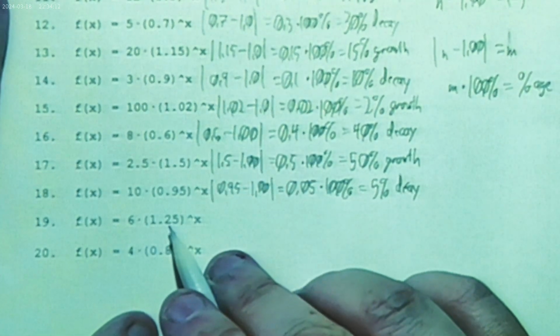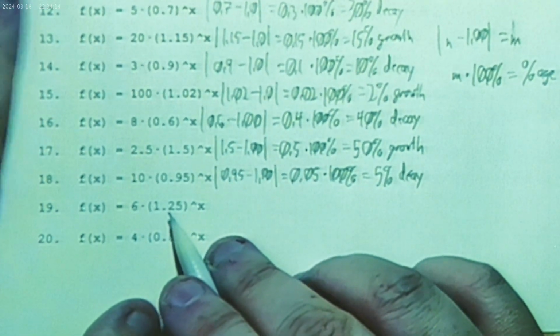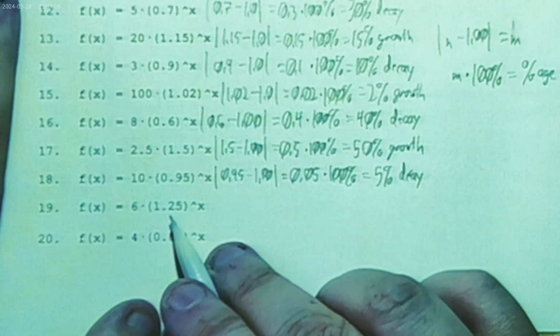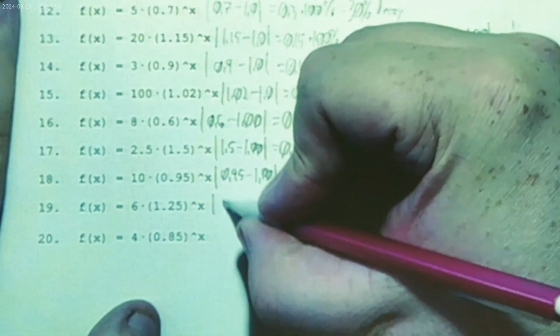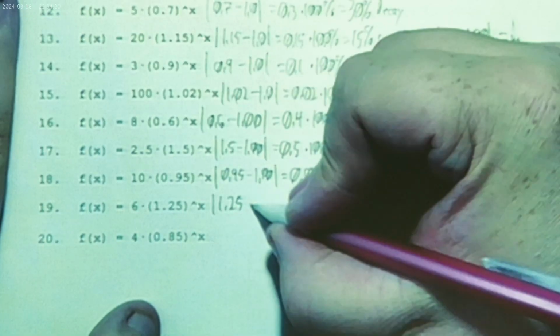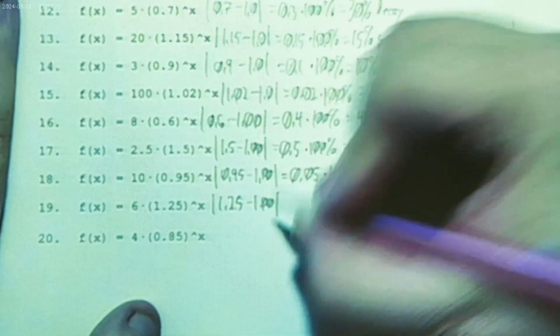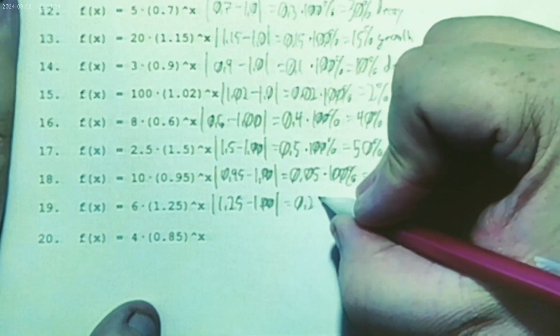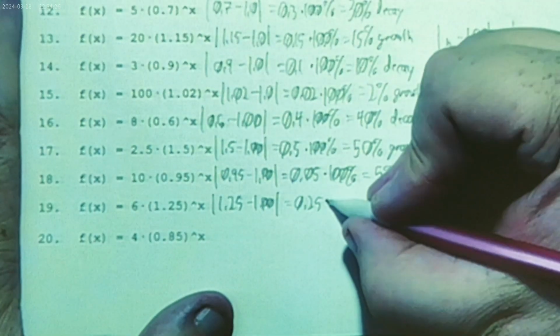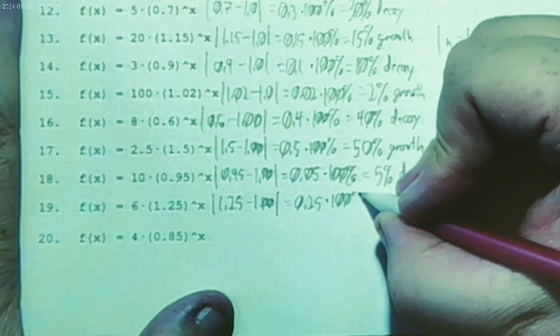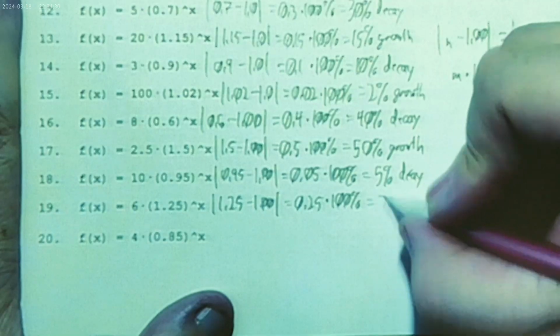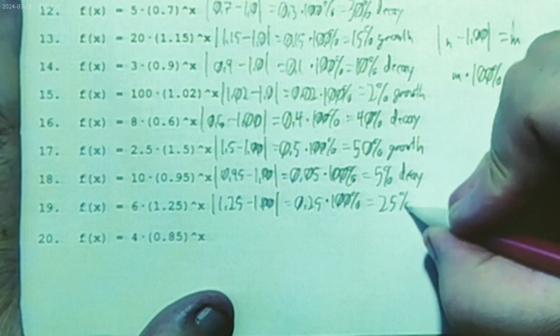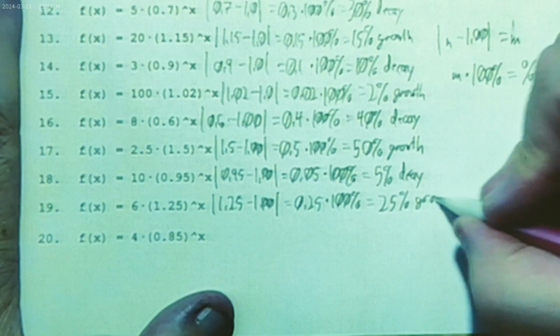Moving on to the next one. Again, I'm just looking at the parentheses here. 1.25, so I know I'm dealing with growth. Absolute value of 1.25 minus 1.00 equals 0.25. Multiply it by 100%, and that gives me 25% growth.